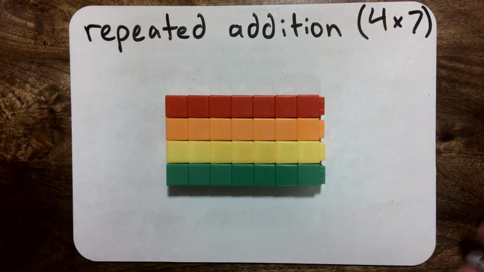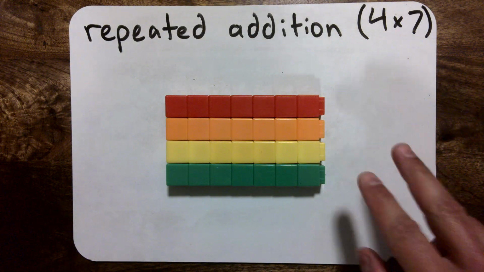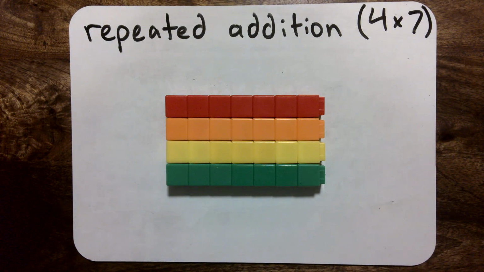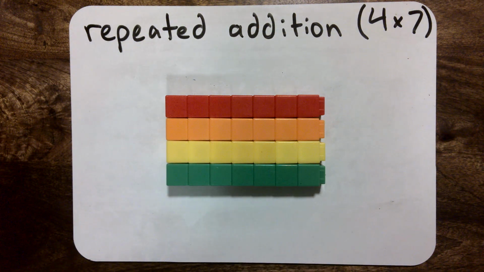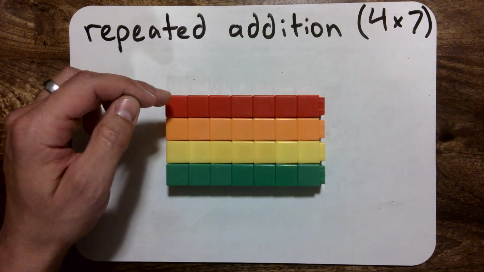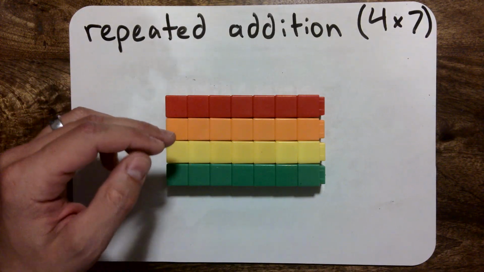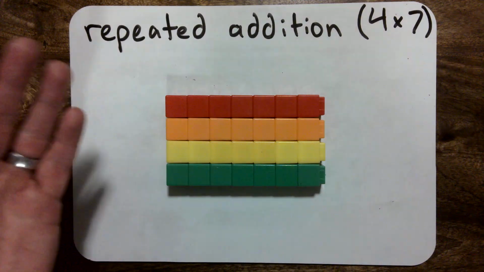This first one is going to be repeated addition. For this example, we're looking at 4 times 7. Repeated addition is a strategy to solve multiplication problems by using addition. So here we have 4 groups of 7. A student might solve this by just adding on, doing addition over and over and over. That's why it's called repeated addition.